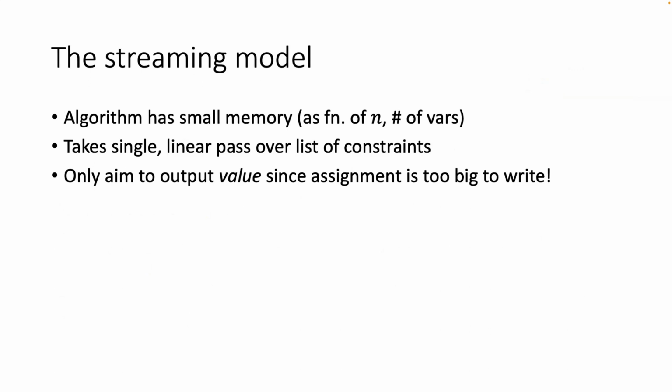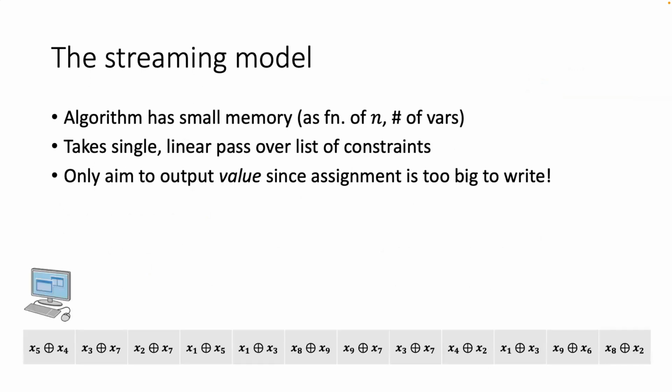You can visualize this: it's a max cut instance, and there's some giant list of constraints. The algorithm starts at the beginning, it has really small memory, and can only see one constraint at a time.